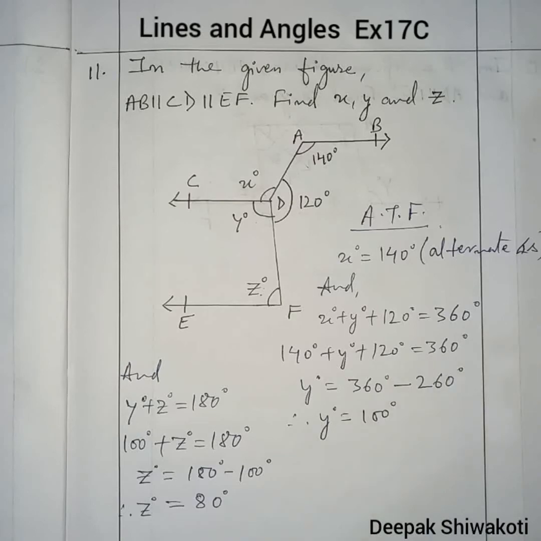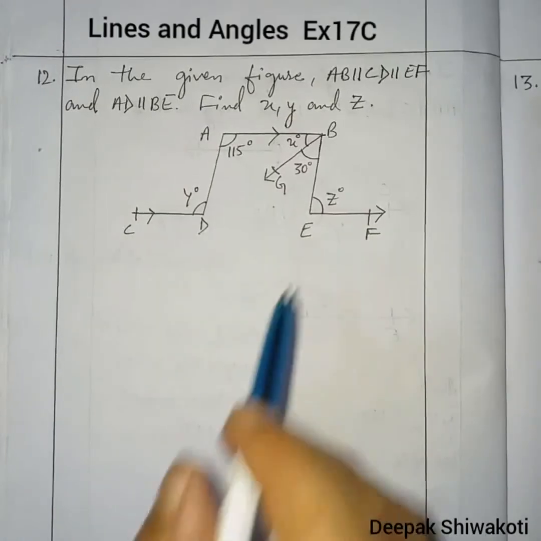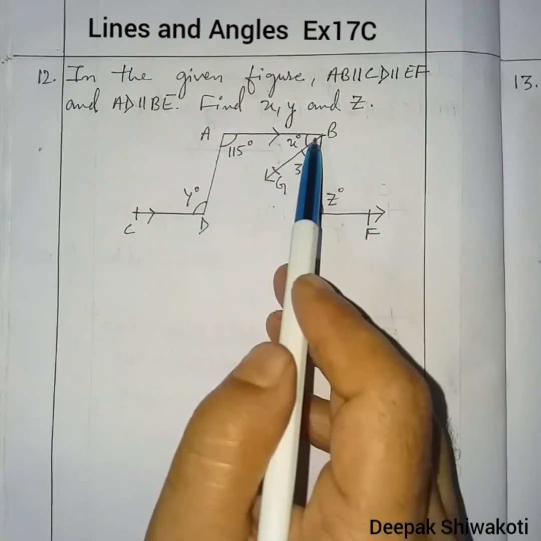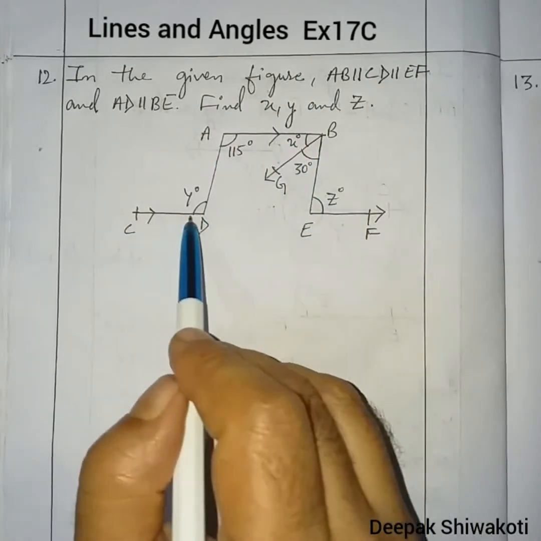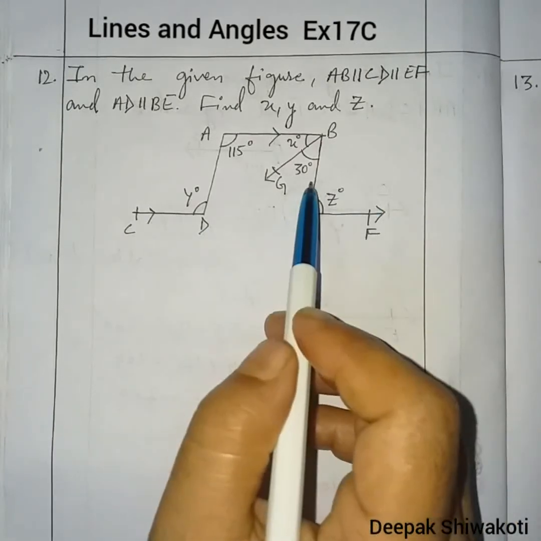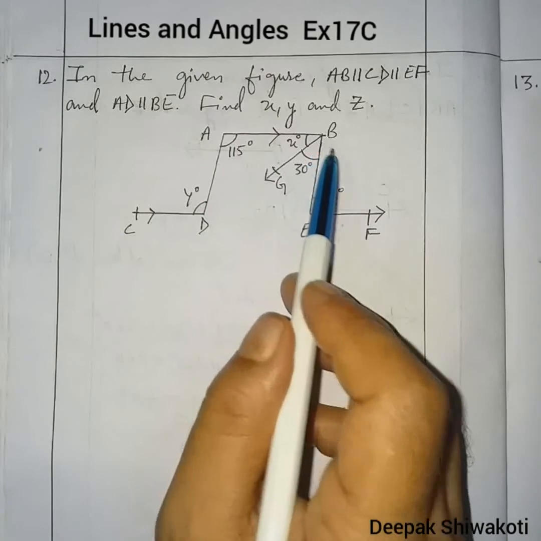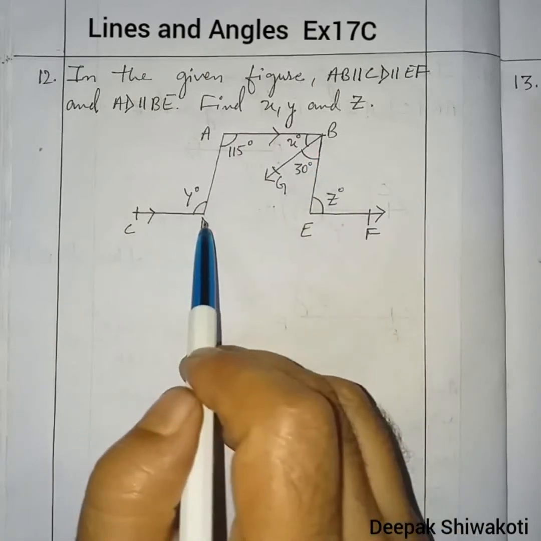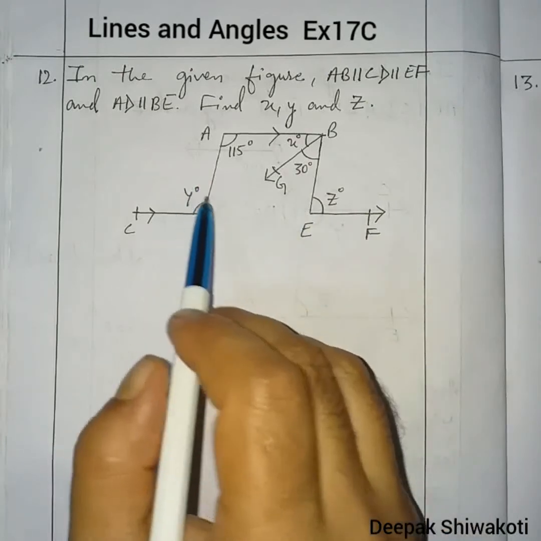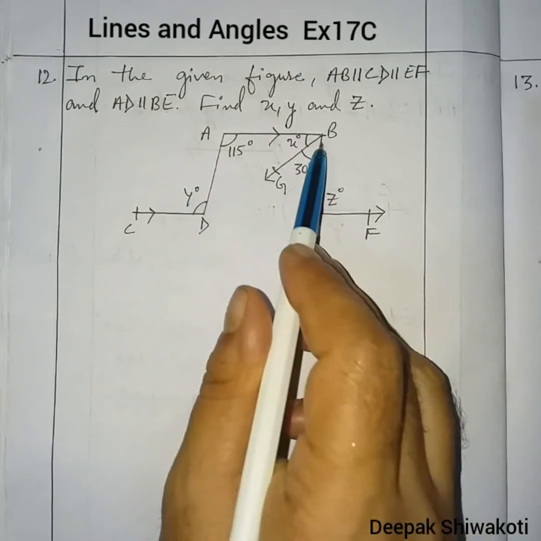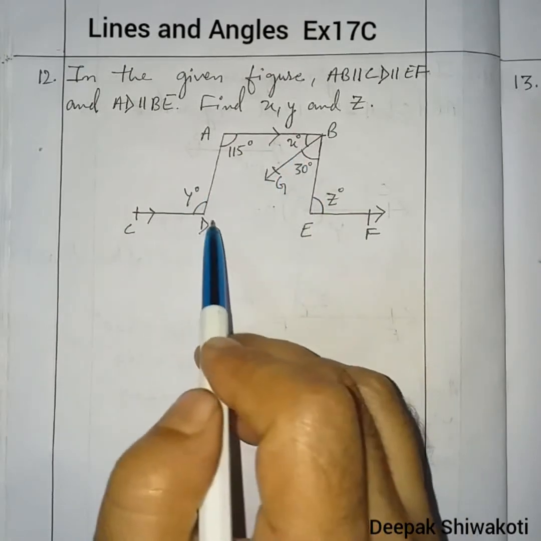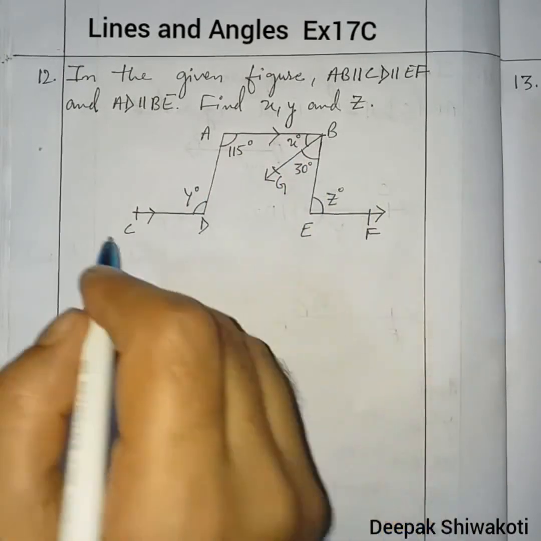Next is 12 number. In the given figure, AB is parallel to CD and EF. So AB is parallel to CD and it is parallel to EF. AD is parallel to BE also. These two lines are also parallel. Find X, Y and Z.